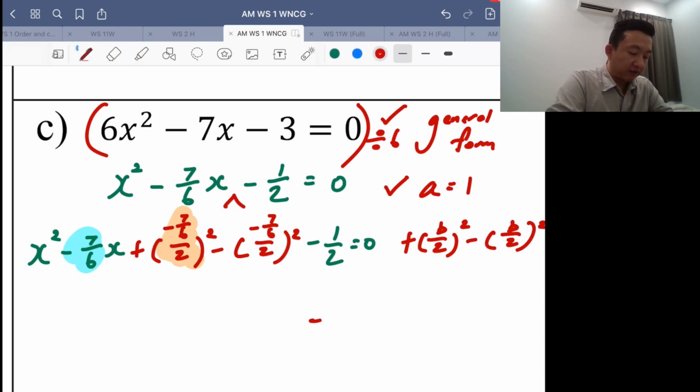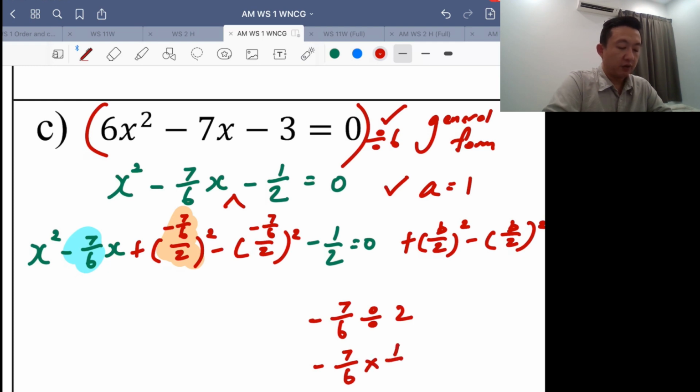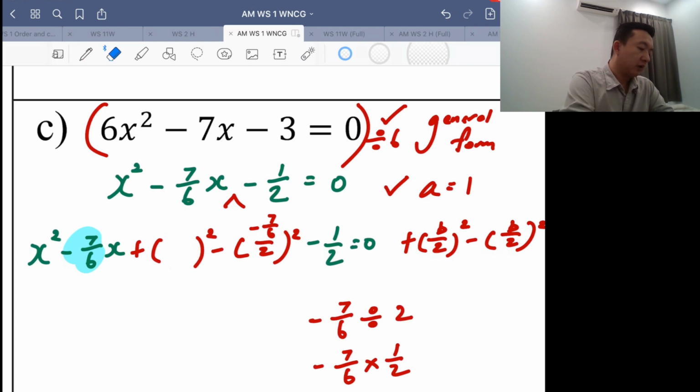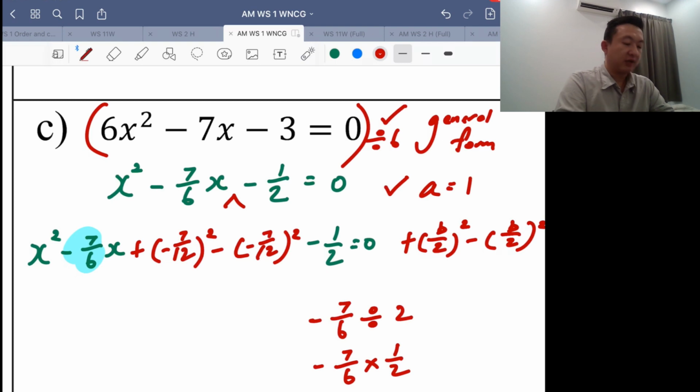So when you have a fraction like this, I want you to understand that this part is the same as you have negative 7 over 6, your b, half of the value. So divided by 2, meaning it's the same as times 1 over 2. So in this case, half of the b value, you can get this from a calculator, is 7 over 12. And you do the same thing over here, negative 7 over 12.